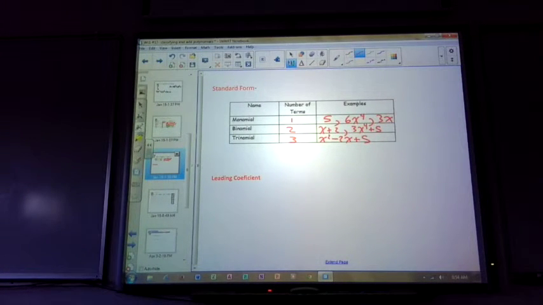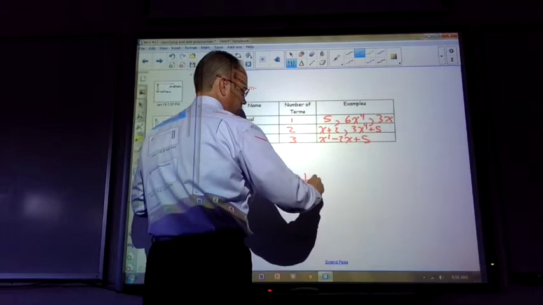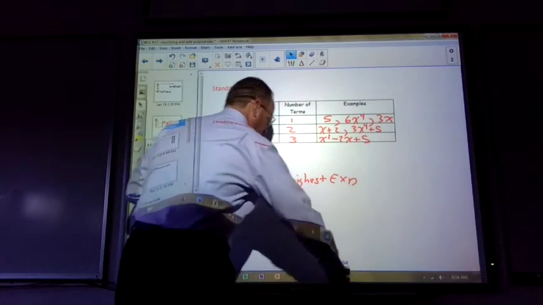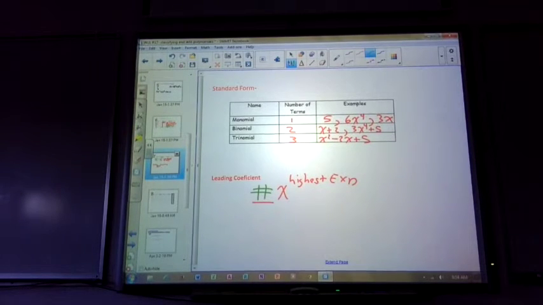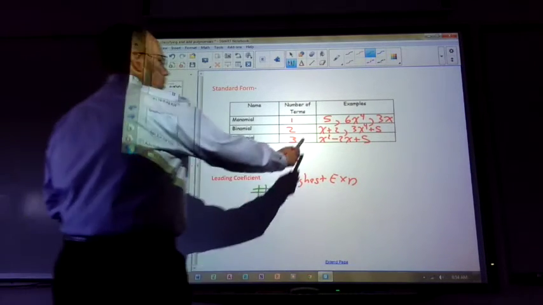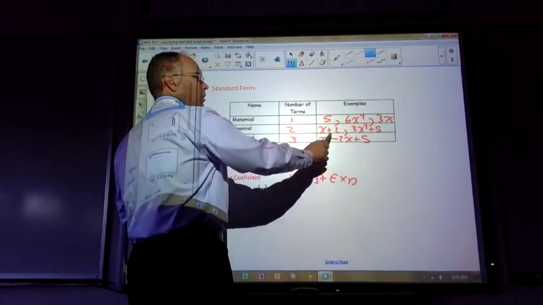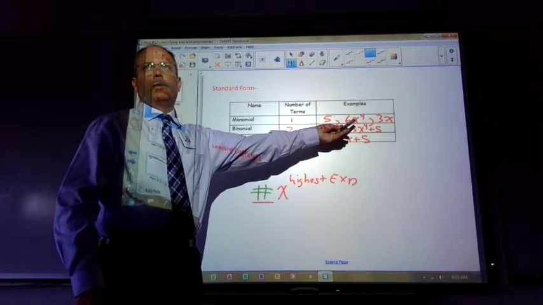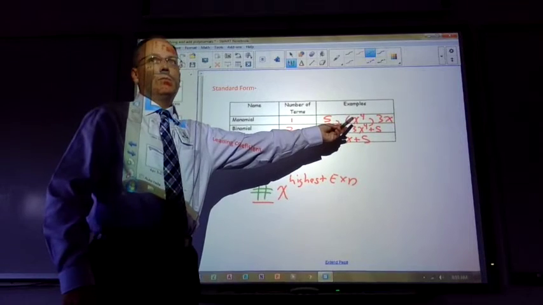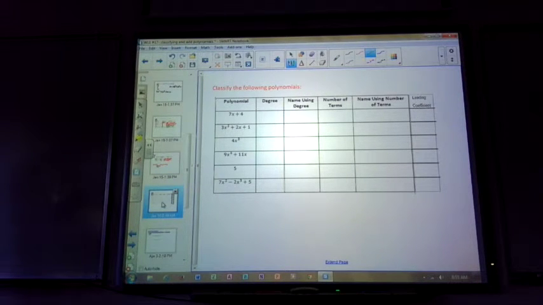The leading coefficient is, you look to the highest exponent, and your leading coefficient is whatever the number is right here. So you write it in standard form, highest exponent to lowest exponent. The leading coefficient is whatever the base number is to the highest exponent. The highest exponent here would be x to the first, so that'd be a 1. Highest exponent here is a 4. Leading coefficient is 3. Highest exponent here is 2. Leading coefficient is a 1. Highest exponent here is to the fourth. Leading coefficient is 6.